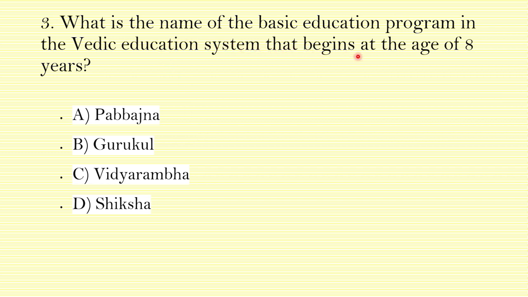What is the name of the basic education program in the Vedic education system that begins at the age of 8 years? Sorry, not the Vedic here, keep in mind, the Buddhist education system. What is the name of the basic education program in the Buddhist education system that begins at the age of 8 years? A. Pabbaja. What is the answer here? Pabbaja is the correct answer, because in the previous videos, the first and second, we discussed Hinduism, where Upanayana is the basic tradition to start education.